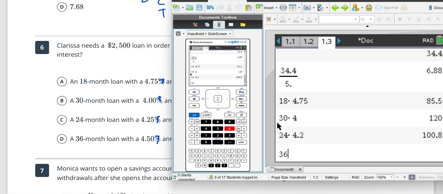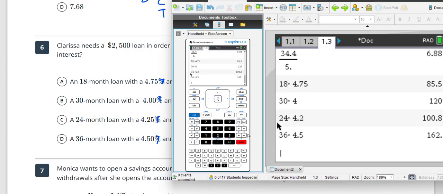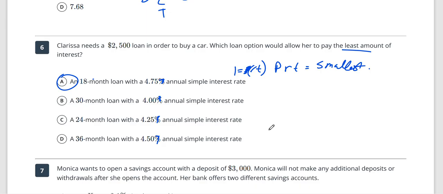36 times 4.5. So the one that has the smallest thing is 85 right here. So that's 18 times 4.75. And there it is. Final answer, A.